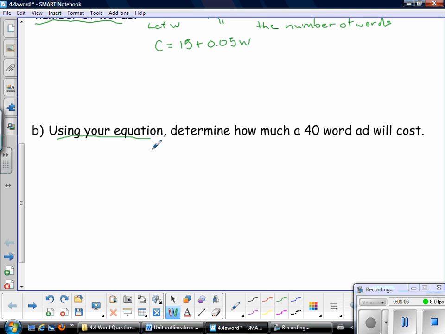Because it says using your equation, I'm going to write down the equation that we made. It doesn't matter whether I have the 15 first or whether I have it second, but I'm going to copy it down the way that we have here.